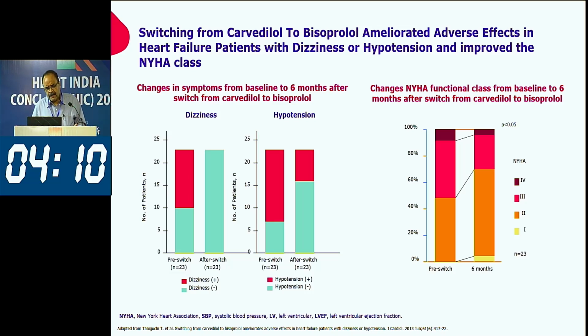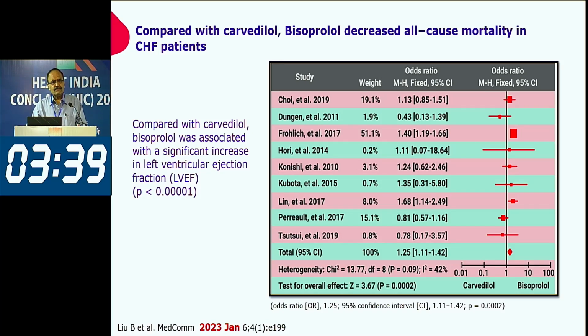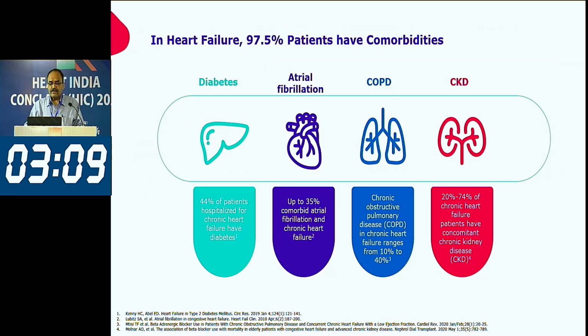We are oftentimes arguing, why not use carvedilol? That is another wonderful drug used in management of heart failure. So there are studies to show that when these patients have been shifted from carvedilol to bisoprolol, the symptoms such as dizziness and hypotension have changed significantly. Also, the NYHA class has changed significantly, as has been shown in the right-sided cartoon. This is again an analysis of different studies which have compared the different beta blockers, and it has been shown, if we can see at the bottom of the slide, that there is a statistically significant 25% shift towards bisoprolol in terms of benefit, and this is also associated with a greater significant increase in left ventricular ejection fraction.